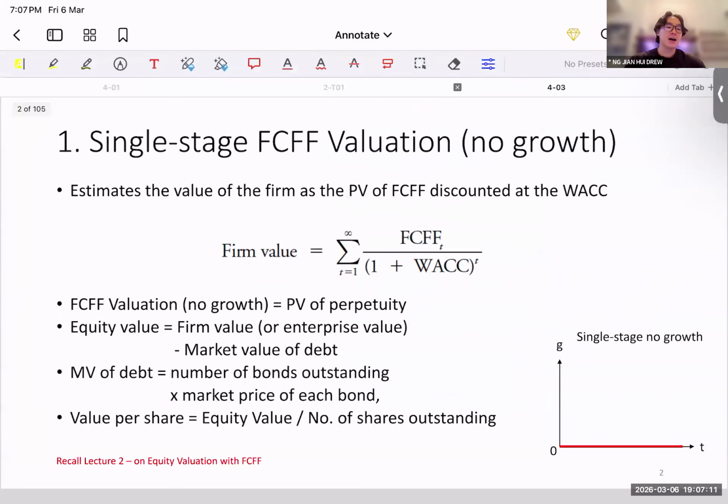So FCFF, we have seen this valuation before, right? The FCFF in lecture two. So I just want to ask a question. Anyone recall what is the difference between the FCFF and FCFE? Okay, yeah, right. So FCFE, thank you. FCFE is only equity. FCFF includes debt and equity.